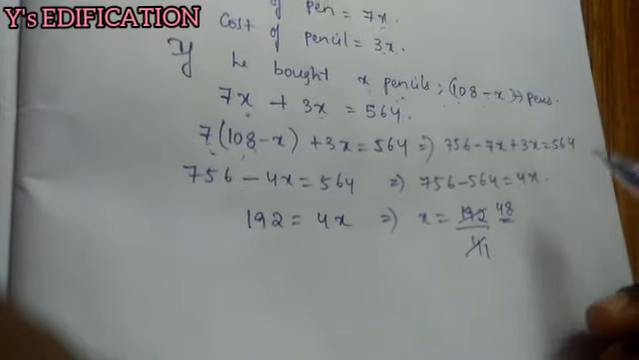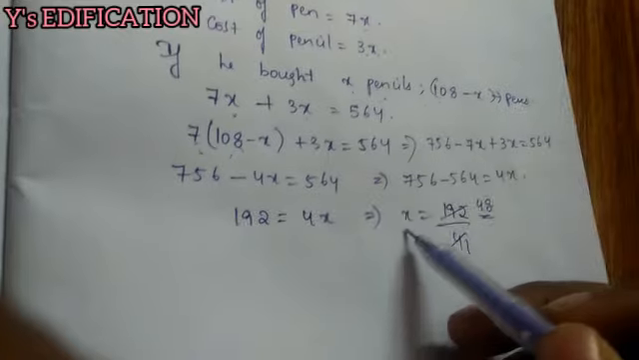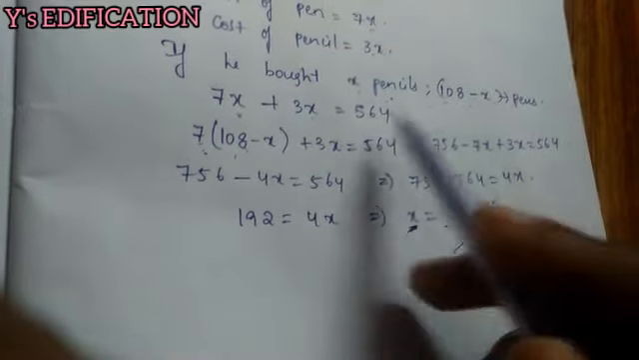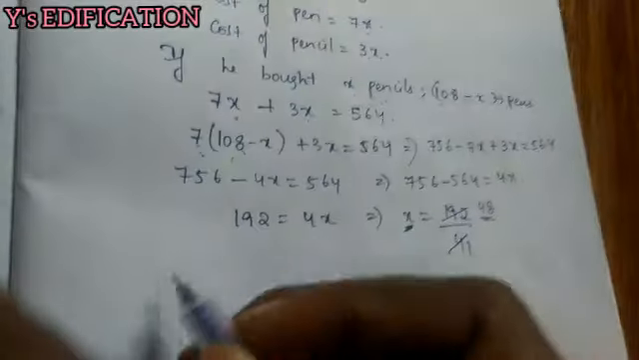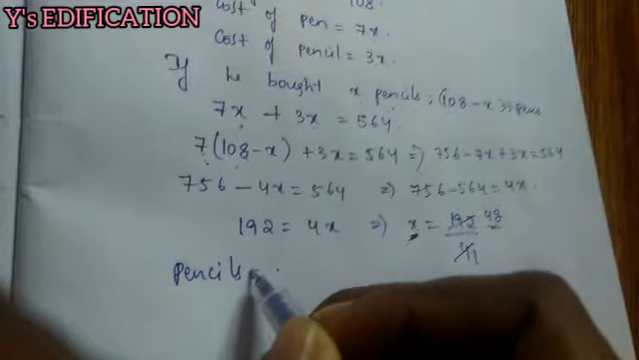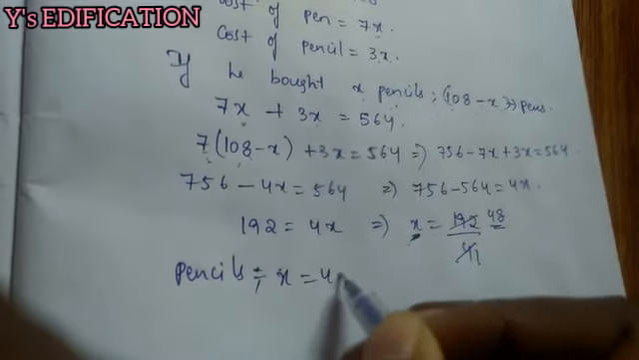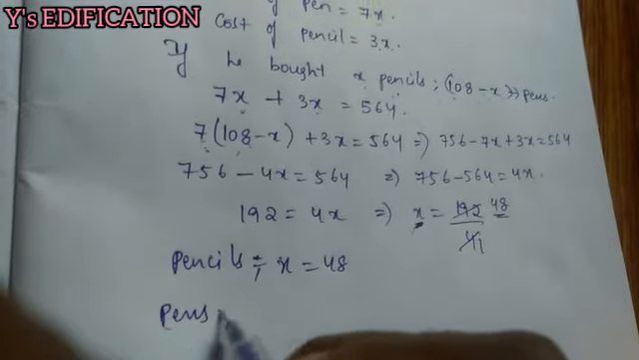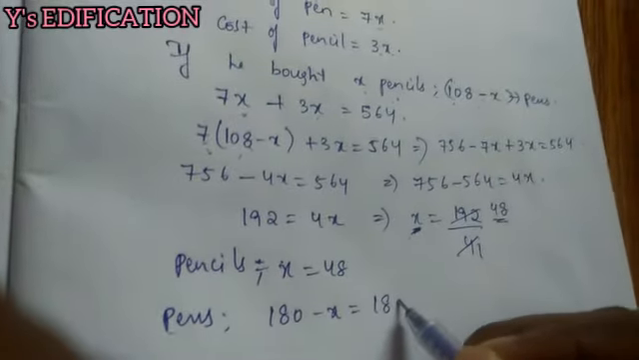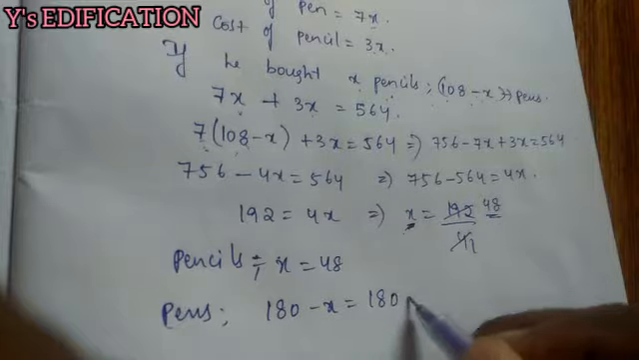So how many pencils did he buy? He bought 48 pencils, because x is the pencils here. So pencils is equal to 48. And what are the pens here? 108 minus x. So what is 108?